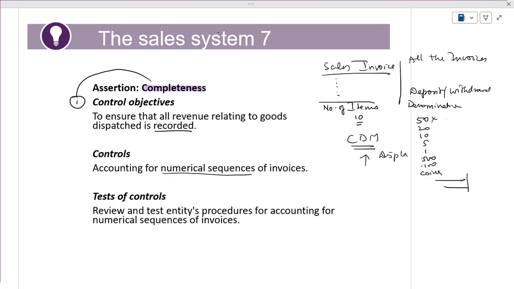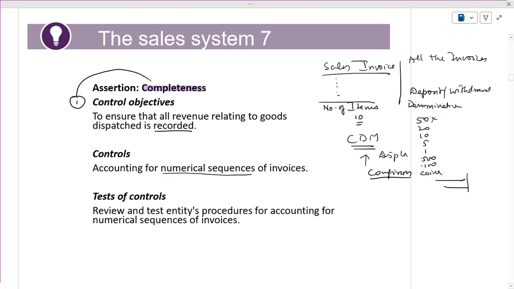You will see the screen, then you will say confirm. Once you are confirming, they will give you the slip. They will update your account. They will send you a message. They will send you an email. And at the end of the month they will send you a bank statement also.